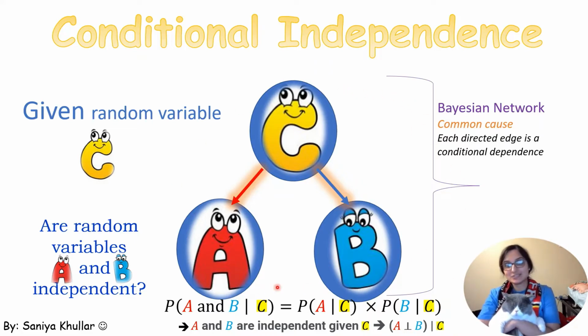In this case, this would be like a common cause, where each of these directed edges is a conditional dependence. I do have other videos talking about this, but in this video we'll talk about how to see whether or not A and B are independent of each other given C. And independence is given by this upside down T sign. So A and B are independent given C in this diagram. But we're going to see how we can test if this is the case.